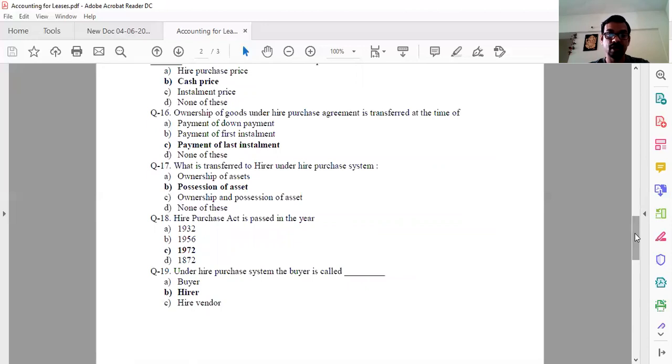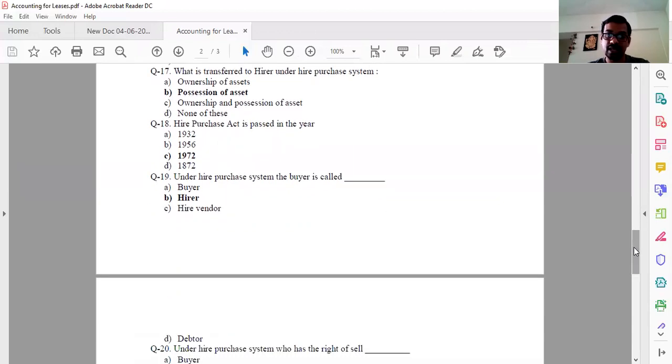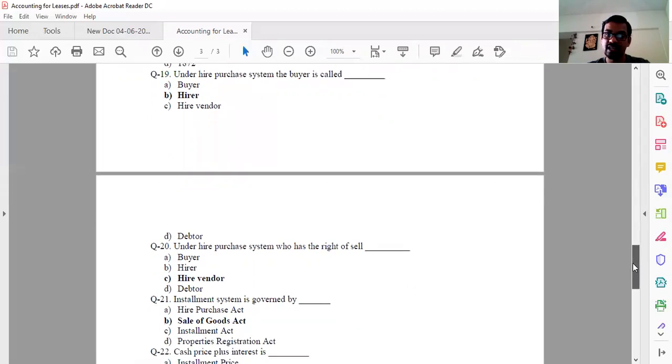Question number 17. What is transferred to hirer under hire purchase system? Ownership of asset, possession of asset, ownership and possession of asset, none of these. The right answer is possession of asset. Hire Purchase Act is passed in the year 1952, 1956, 1972, 1872. The right answer is 1972. Under hire purchase system, the buyer is called buyer, hirer, hire vendor, or debtor. The right answer is the hirer.